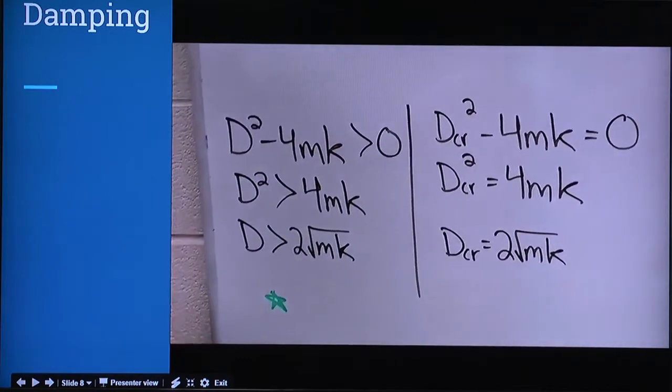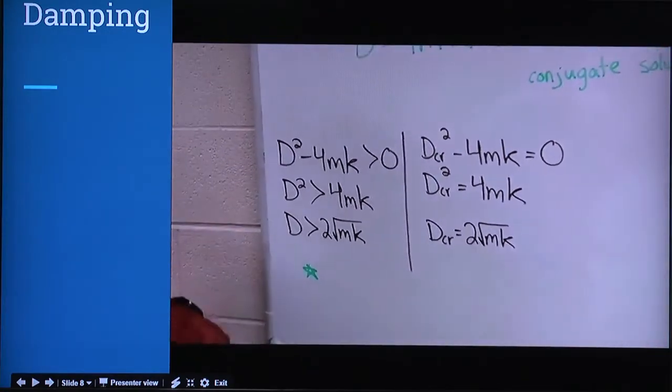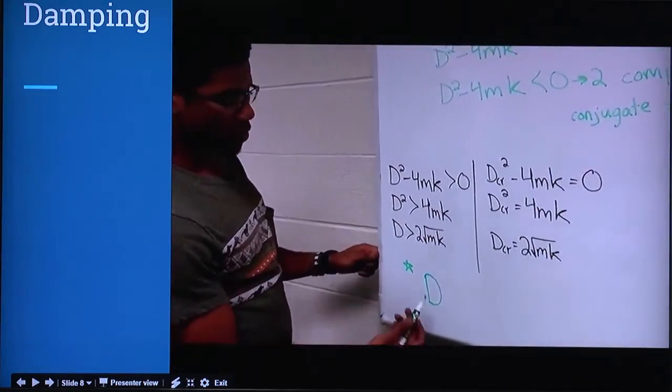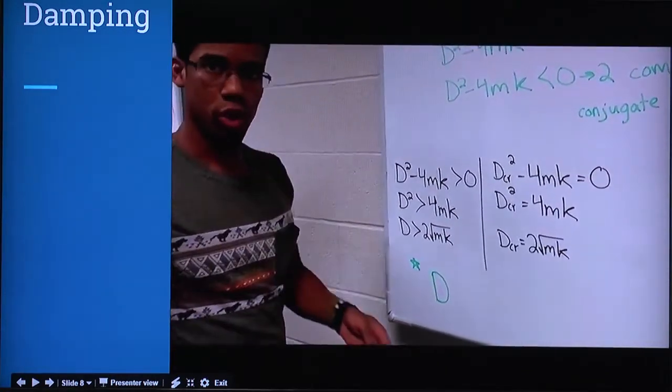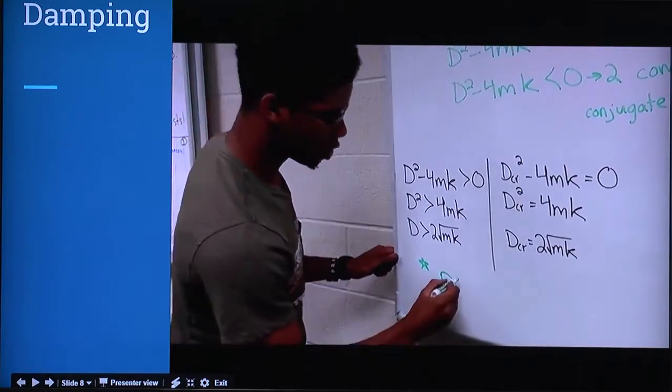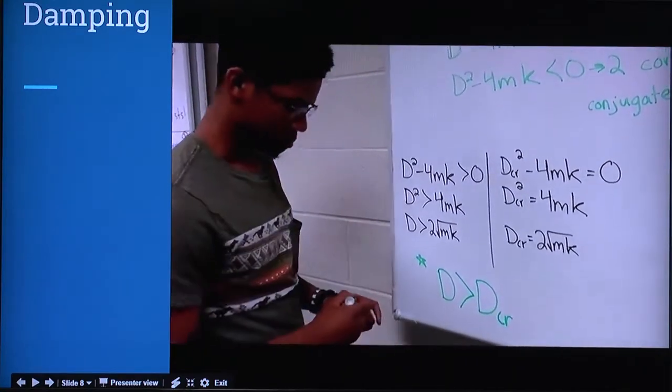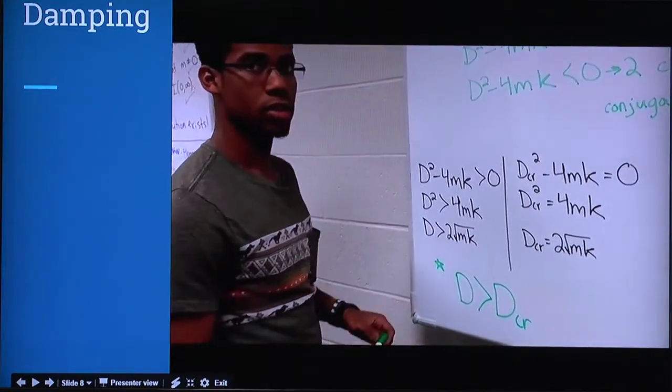Now, why is this important? Well, this is just visually showing you that our D, the viscosity of the fluid in most of our cars right now, is going to be greater than the critically damped version of them. That's all that's really showing.